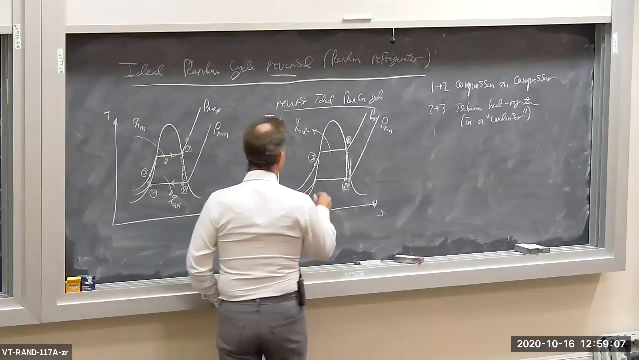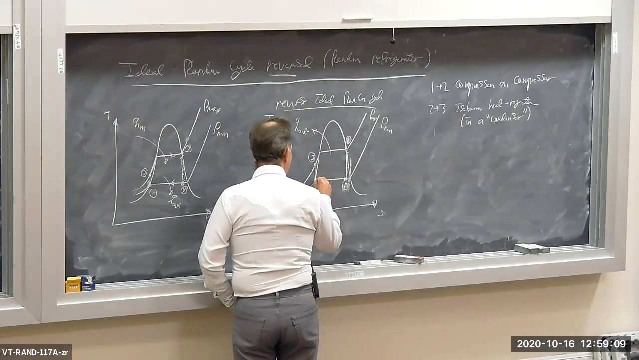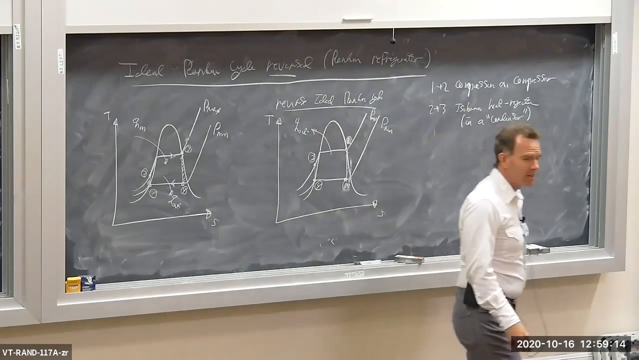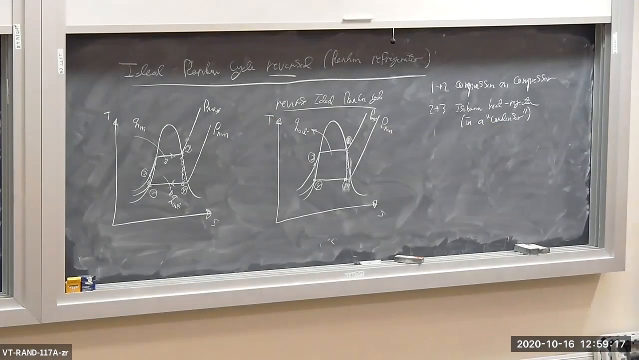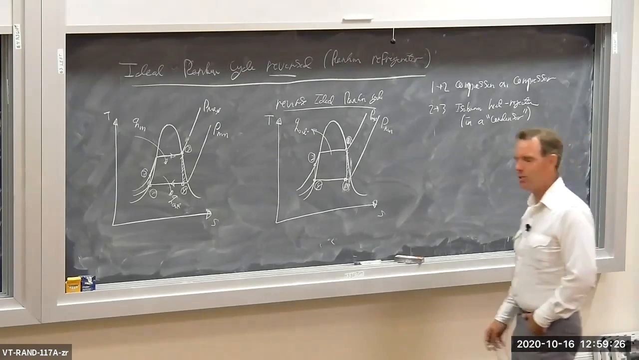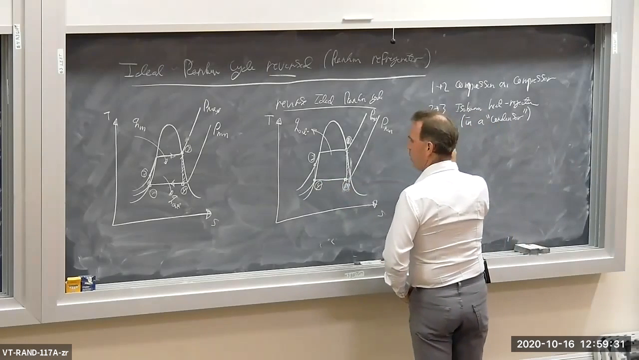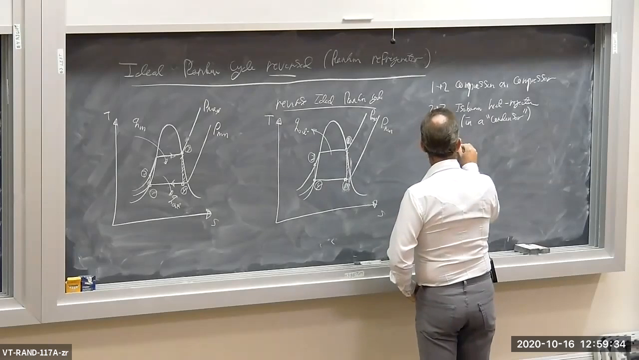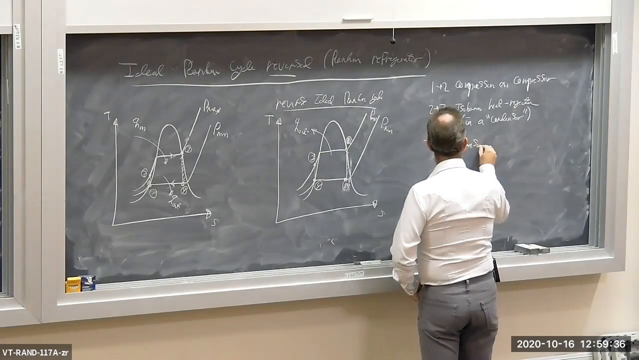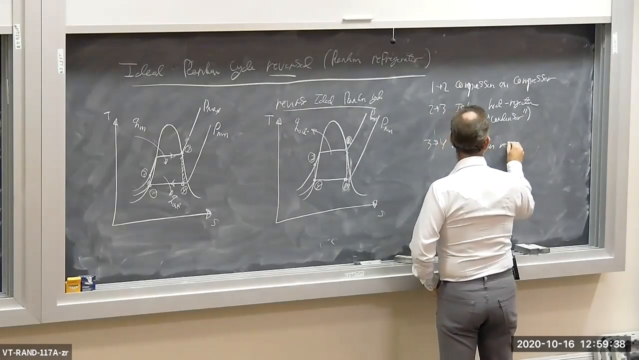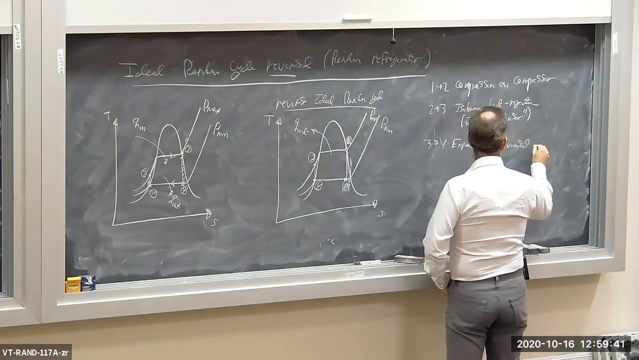Then we have expansion in a reversed pump. The pump became a turbine? I don't know. Well, turbines deal with gases and vapors. Kind of odd to have a turbine that expands a liquid. Turbines don't do that. I'm just going to say reversed pump. So from 3 to 4, expansion in reversed pump.